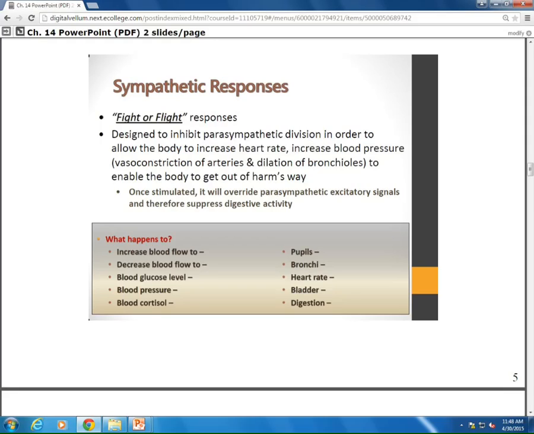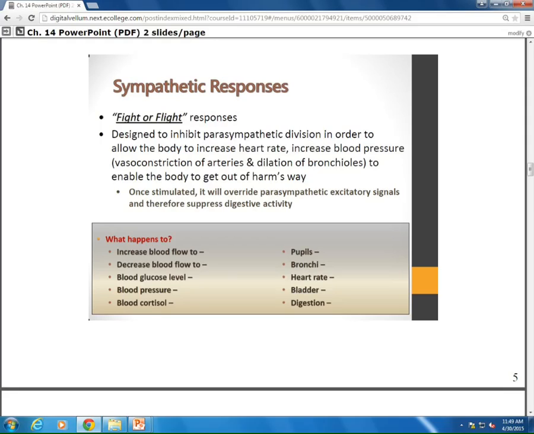What happens to blood glucose, up or down? Up, so we can draw an up arrow there to make it easy. Blood pressure? Up. Blood cortisol? Up. Cortisol, remember, is the stress hormone. It helps our body deal with stress. Pupils, dilate. Bronchi, dilate, get bigger.